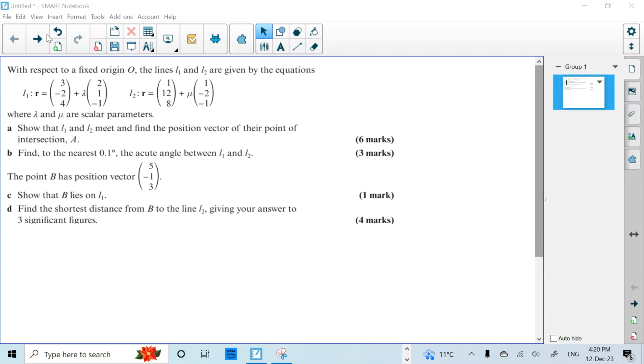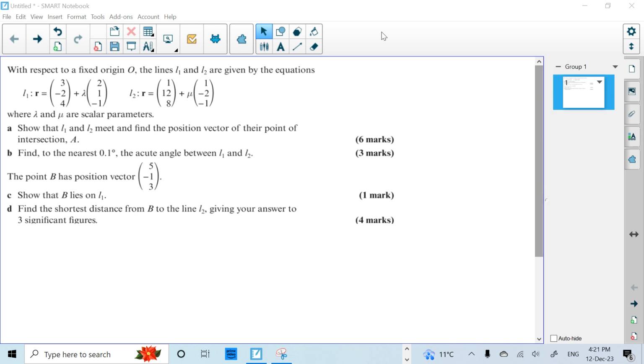Hello, and another question, exam questions answered, test questions answered, on vectors, A-level further maths, and more on vectors. With respect to a fixed origin O, the lines L1 and L2 are given by the equations r is equal to, and for the second line, r is equal to, respectively, where lambda and mu are scalar parameters. A. Show that L1 and L2 meet and find the position vector of their point of intersection A.